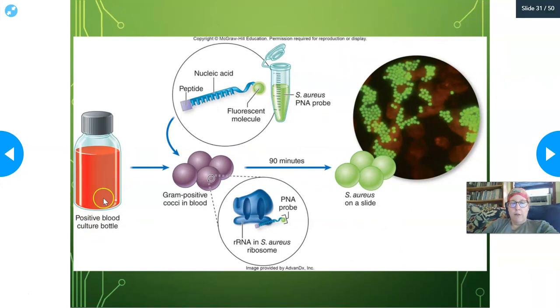Let's say you have a positive blood culture with gram-positive cocci in that blood. You can incubate the sample with this nucleic acid probe with the fluorescent molecule and a little peptide, and the probe binds to the ribosomal RNA. If it is Staph aureus, and only if it is Staph aureus, it will bind to that specific section of the ribosomal RNA, and it will glow. Then you can look at it using a fluorescent microscope, and if you see that these gram-positive cocci are glowing in the dark, then you know this is for sure Staph aureus, and not, for example, a Staph epidermidis, which could be a contaminant.